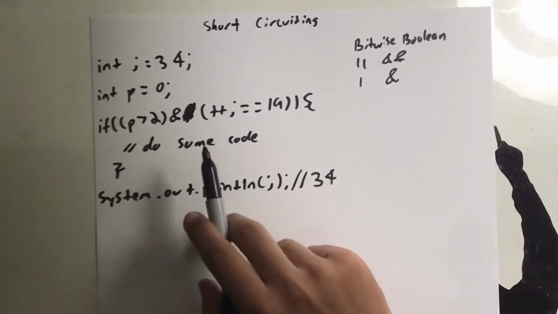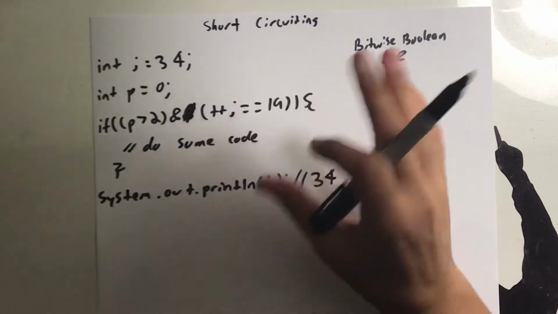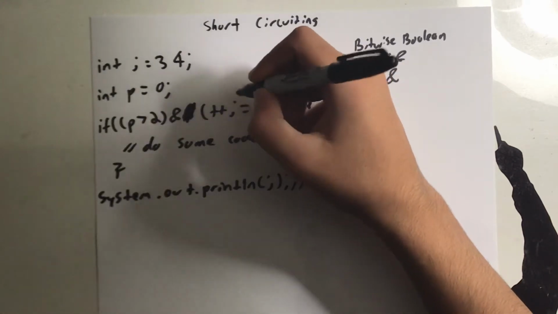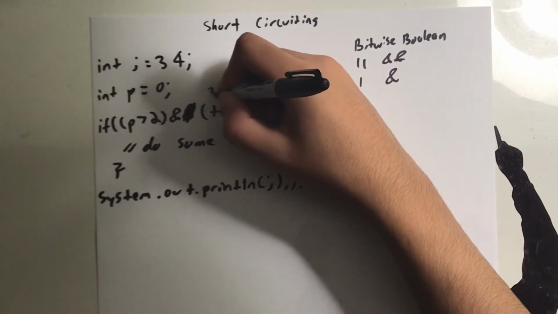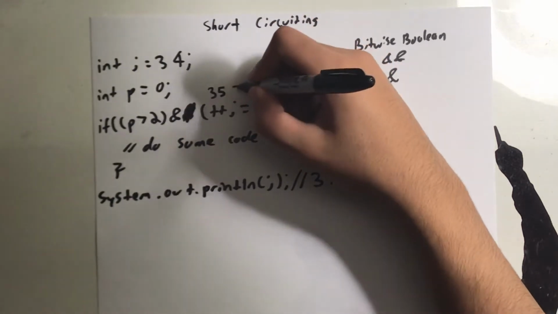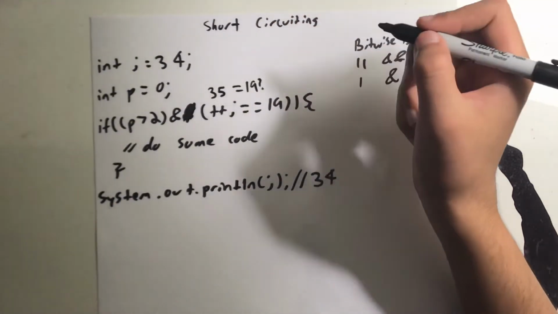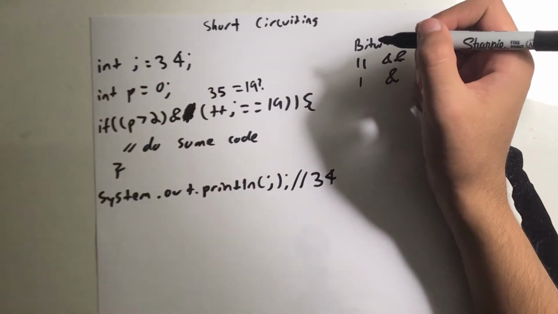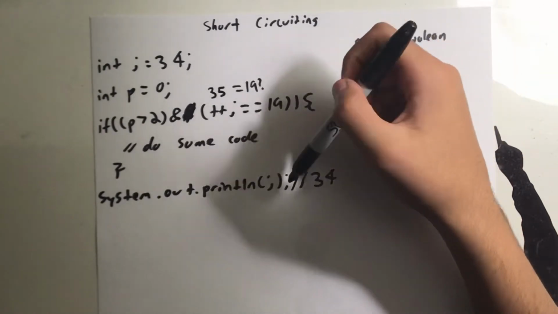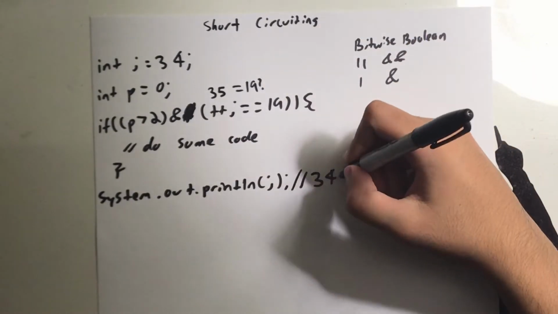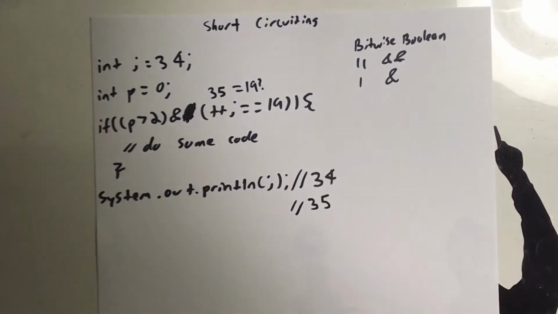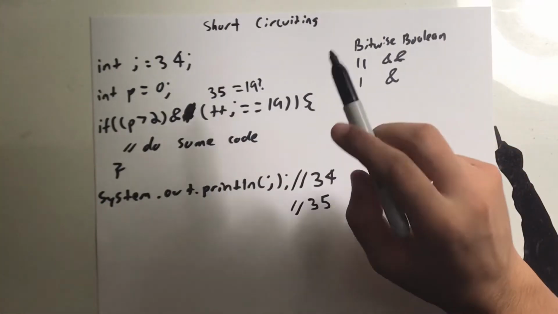We all know that when we have plus plus something, with the 2 plus signs before a variable, you automatically increment it by 1. So we're going to increment j by 1, and it's going to be 35. Does 35 equal 19? No, it doesn't. So the if statement doesn't even get used, right? So now we're going to print out j. Well, we incremented j by 1, so now the answer is not 34. The answer is 35.